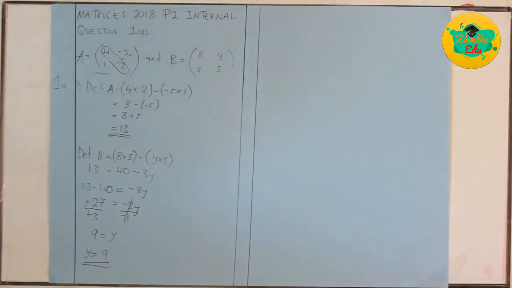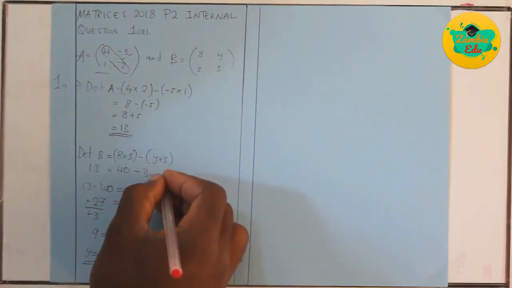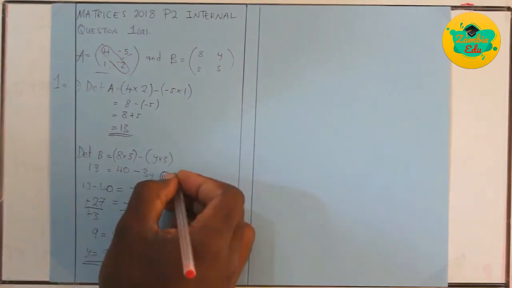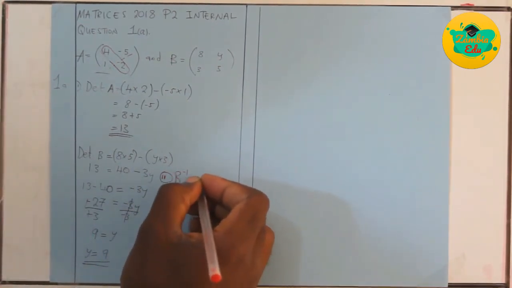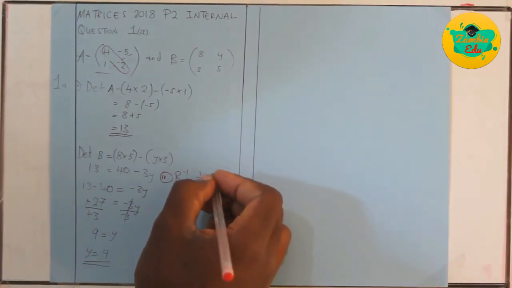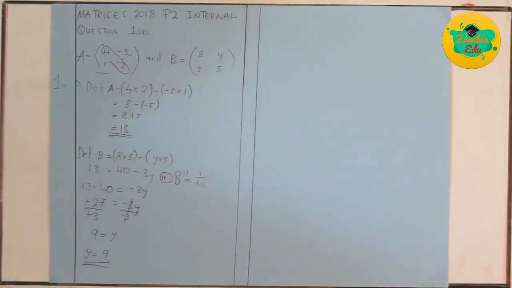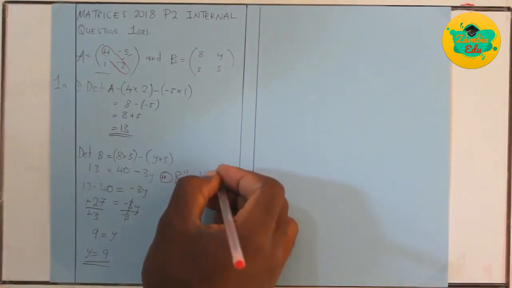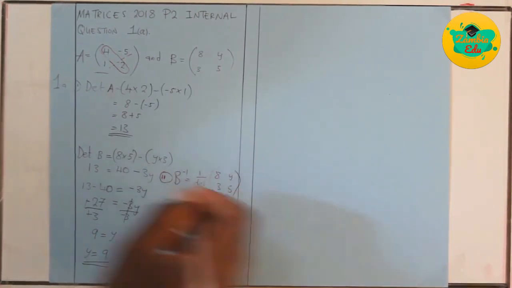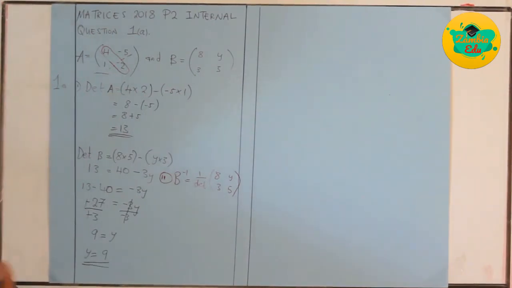Our second part of the question says, hence find the inverse of B. So we're going to do our second part here, finding the inverse of B. So we do B inverse is equal to 1 over the determinant of B, to be specific, open bracket, we put our 8, 3, Y, 5, and you close in that way.